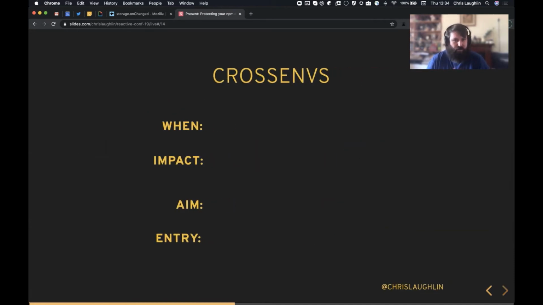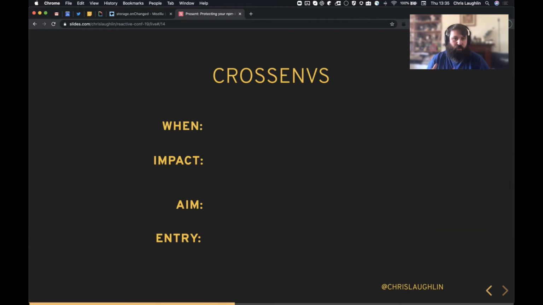So if you've never heard of CrossEnv, it's a utility package that deals with environment variables. It allows you to work with environment variables across different operating systems, be it macOS or Windows. For each of these, we're going to break down the post-mortem, if we like to call it that.